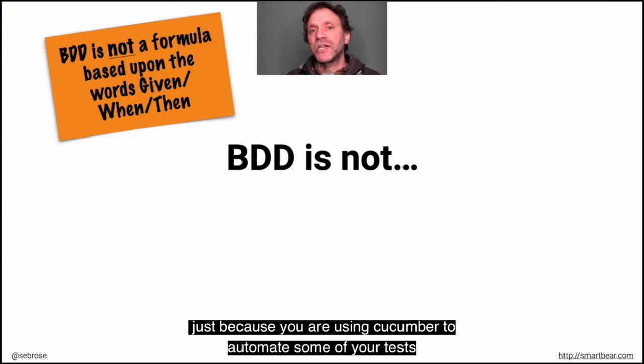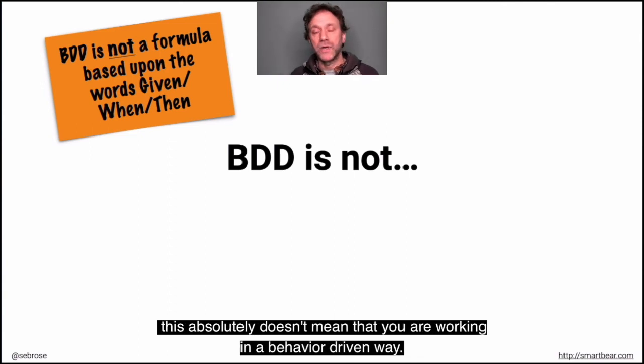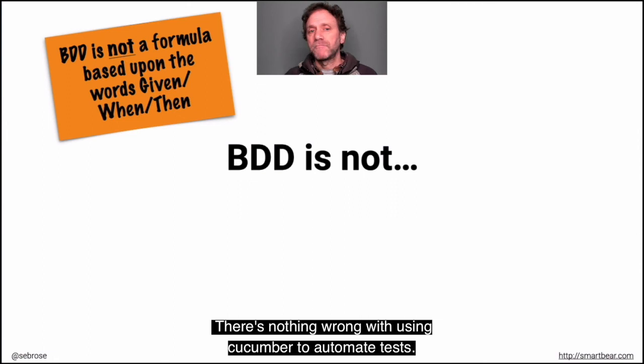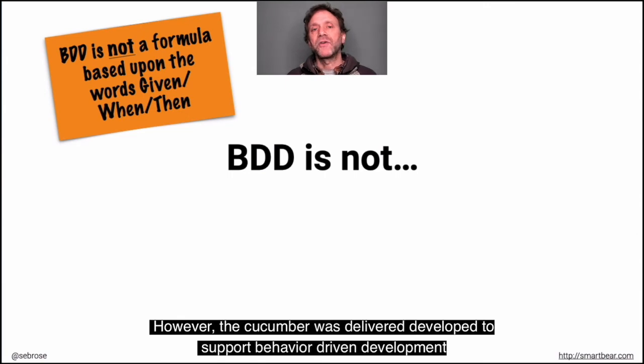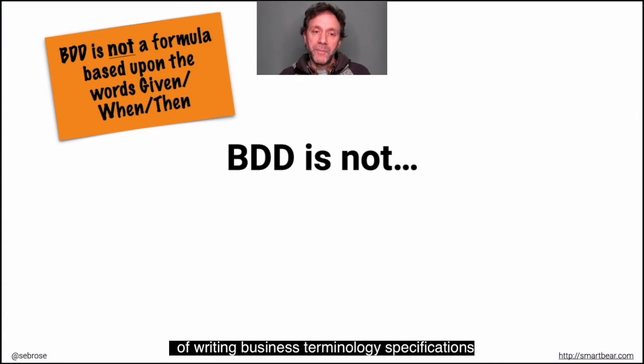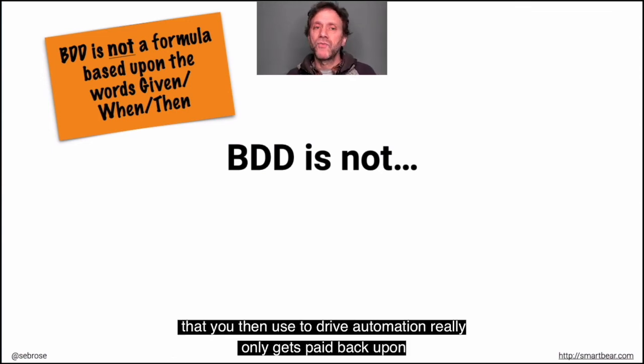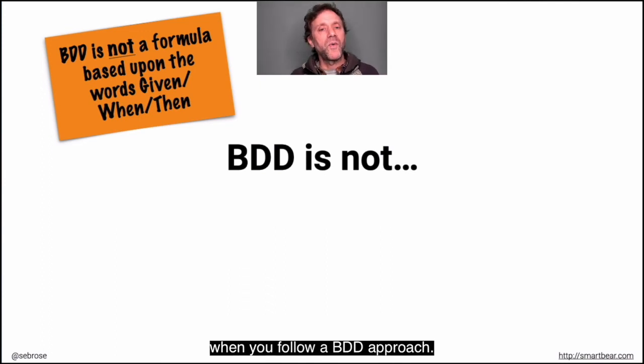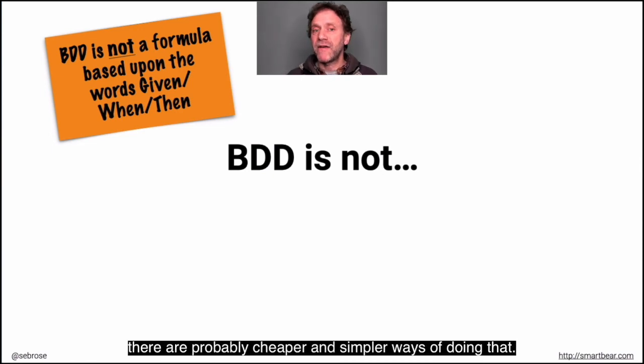By extension, just because you are using Cucumber to automate some of your tests, this absolutely doesn't mean that you are working in a behavior-driven way. There's nothing wrong with using Cucumber to automate tests. However, Cucumber was developed to support behavior-driven development. And we believe that the extra costs of writing business terminology specifications that you then use to drive automation really only gets paid back when you follow a BDD approach. If you're just using Cucumber to automate tests, there are probably cheaper and simpler ways of doing that.